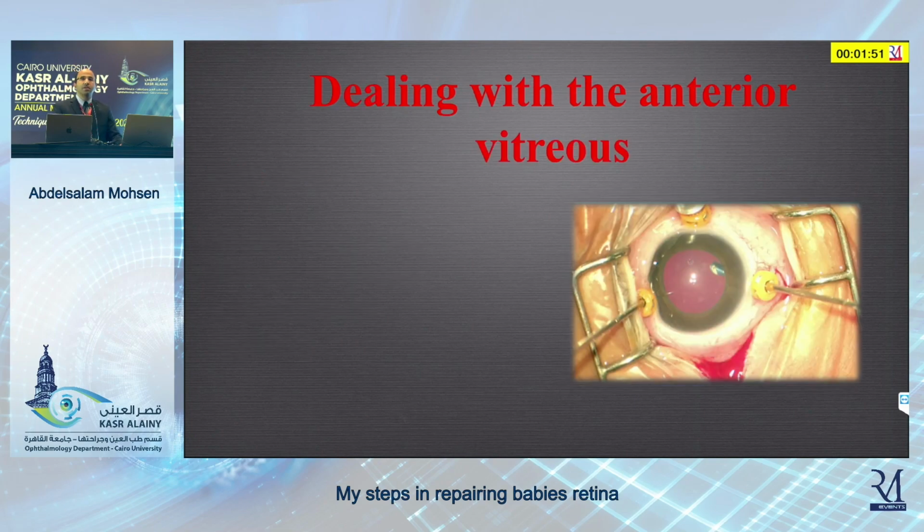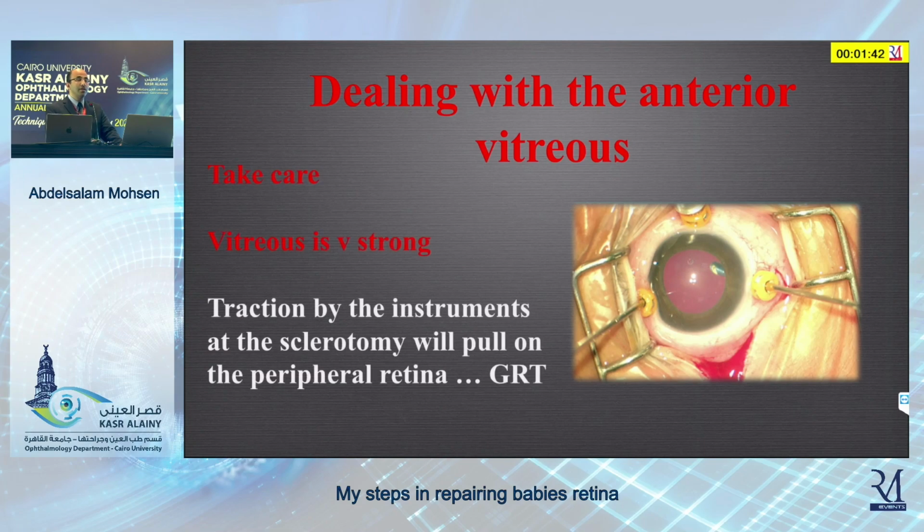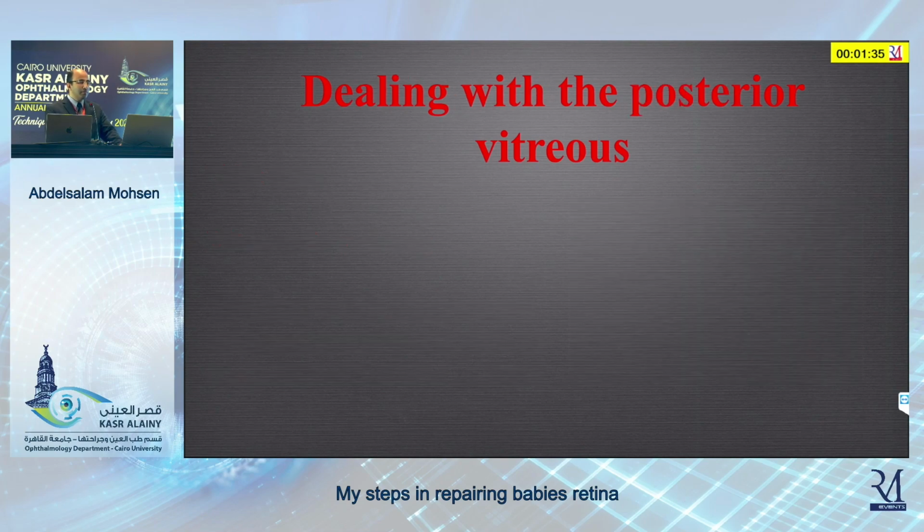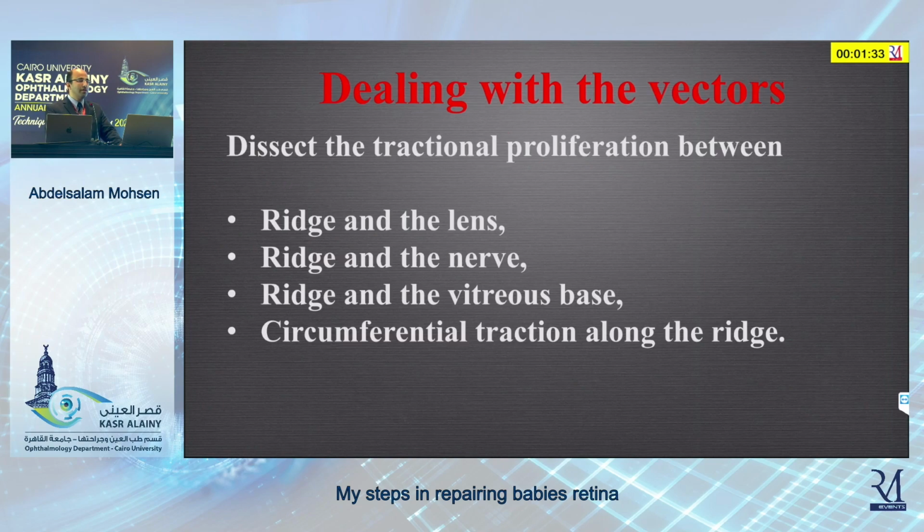Dealing with the anterior vitreous is an essential point. The anterior vitreous is important in pediatric retina. We cannot deal with the posterior vitreous without dealing with the anterior vitreous. Vitreous is very strong. Traction by the instruments at the sclerotomy will pull on the periphery of the retina, causing giant retinal tears. Then we deal with the posterior vitreous, dissecting the traction proliferations.